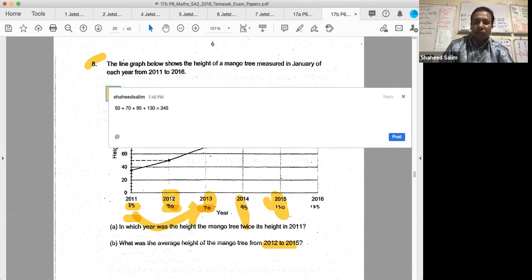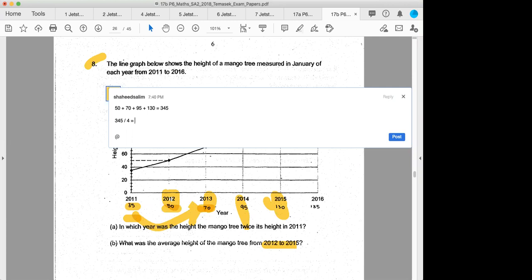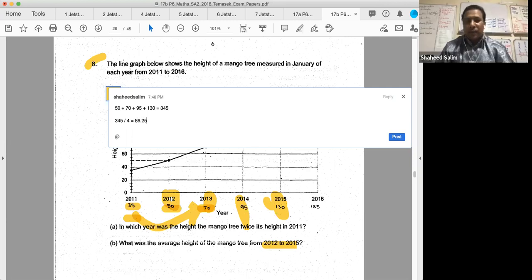Do you get this, Shafiqah? Then you must divide by 4 because there are 4 years. 86.25. Yes, that's it. So these are the questions they give you. It's quite easy.